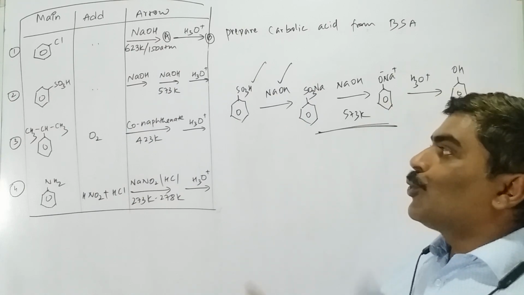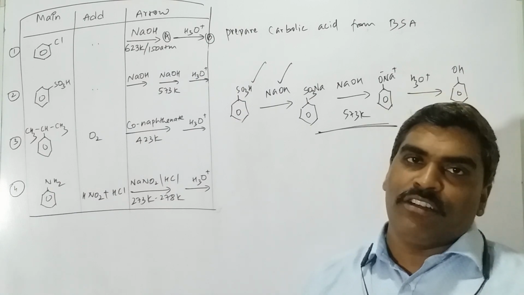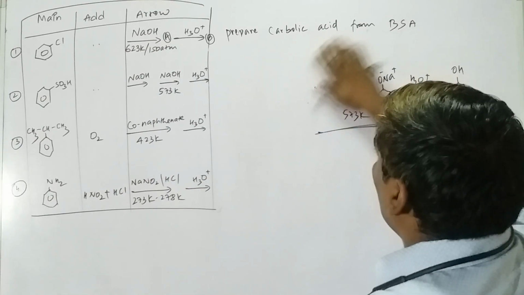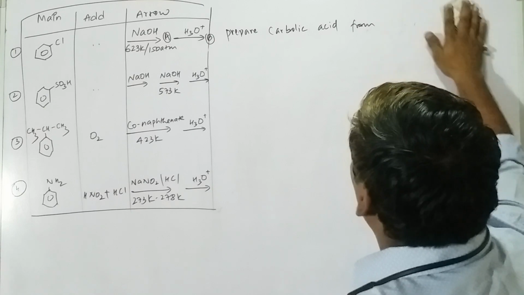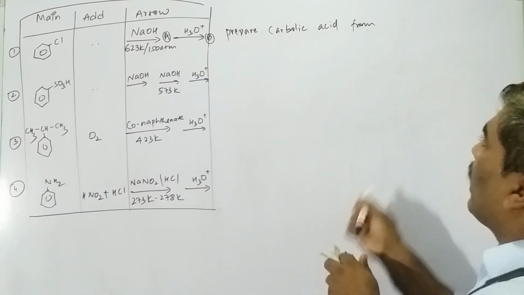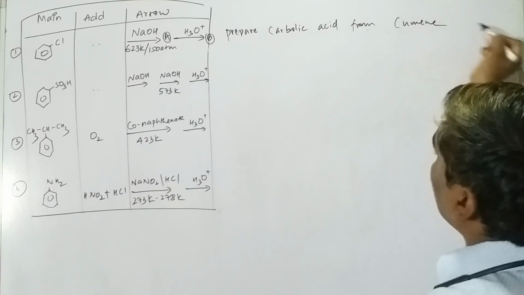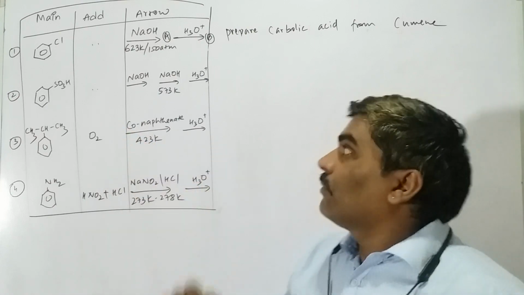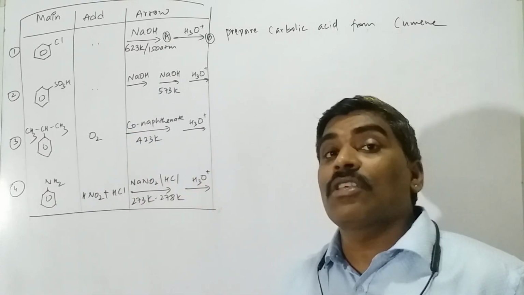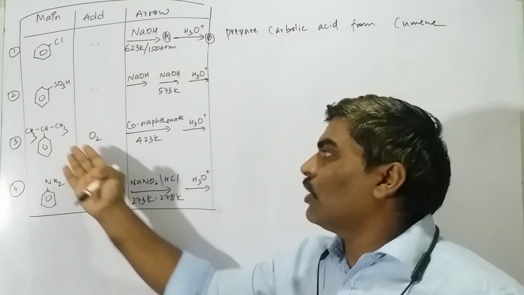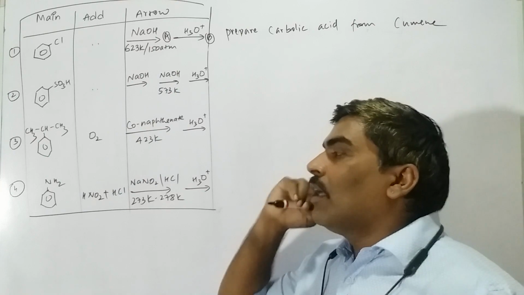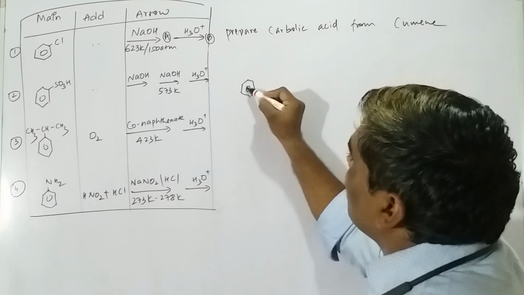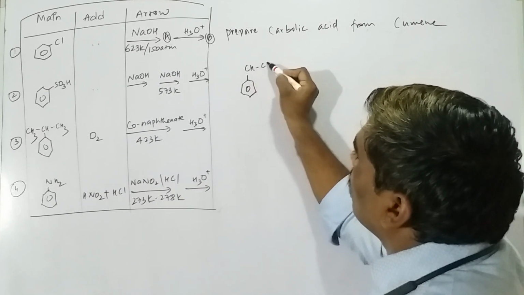Okay. So two methods of preparation. Now we are done with two methods of preparation. Now we'll go for the third one, from cumene. And that cumene is also known as isopropyl benzene. See, I'll keep this carbolic acid, and I'll write from cumene. You should know cumene. What is the structure? The structure of cumene is isopropyl benzene. Okay, so isopropyl benzene is this.